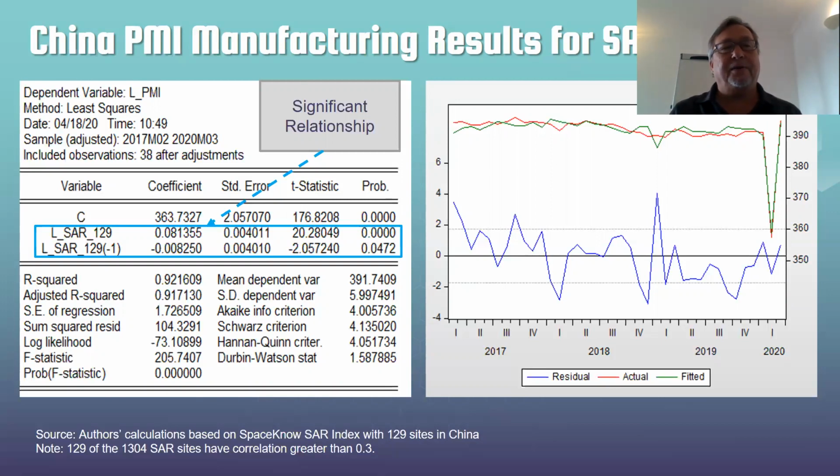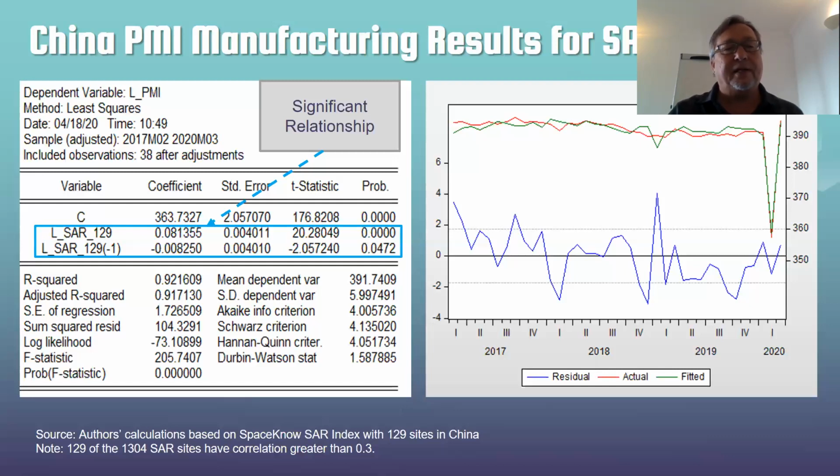And this is a specification that includes the contemporaneous SAR 129 variable and the lag. And you can see that there's a pretty significant relationship. The contemporaneous coefficient is 0.08, and it has a t-statistic of over 20. There's also a small lag of minus 0.008. It has a more marginal significance, but it is significant at the 5% level, okay?